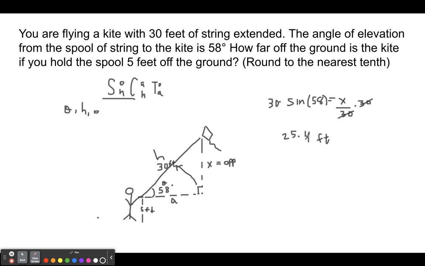If you said that was your final answer, you forgot that we are 5 feet off the ground with the spool. X only represents the distance from that kite to where the spool was being held. Okay, so that was 25.4 feet. We, though, want to know the complete distance from the kite to the ground. So that means we're going to take that 25.4 and add it to this 5 feet that we have the spool at. And combining those two values together tells us that in total, that kite is 30.4 feet above the ground.